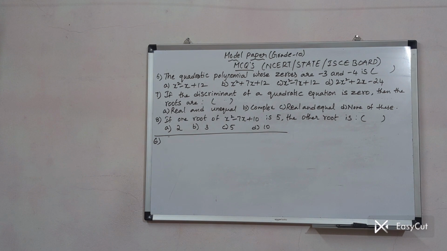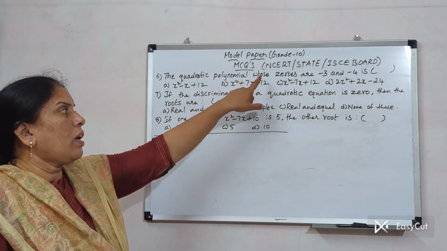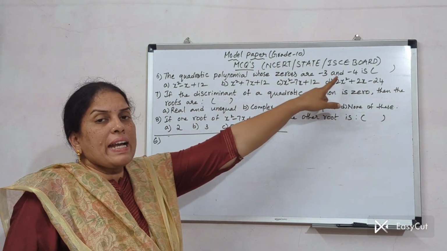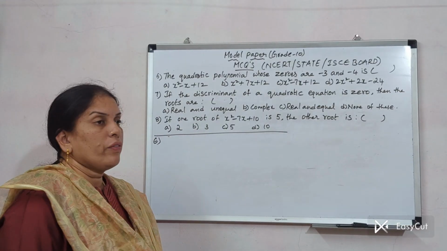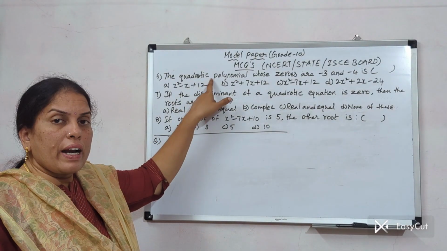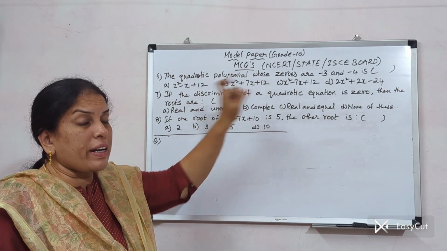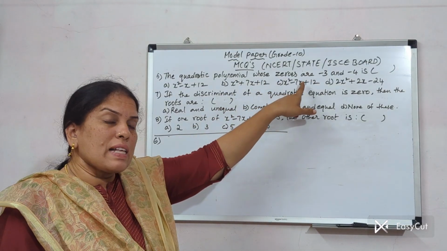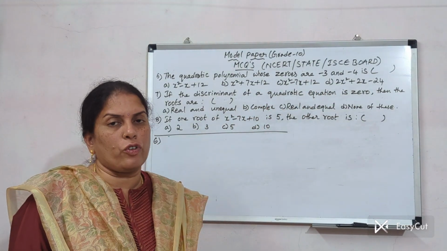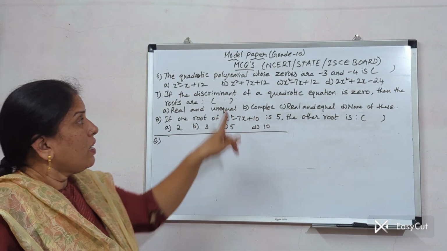Next question: the quadratic polynomial whose zeros are minus 3 and minus 4 is. They asked you to find the quadratic polynomial. What is the quadratic polynomial? The zeros given are minus 3 and minus 4.